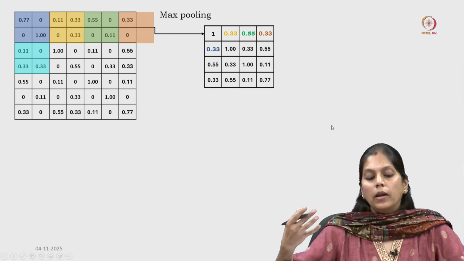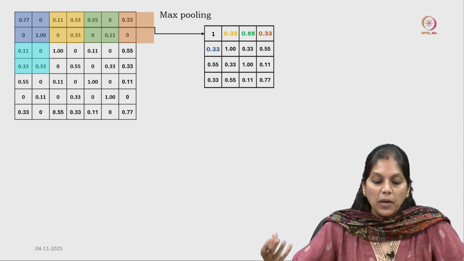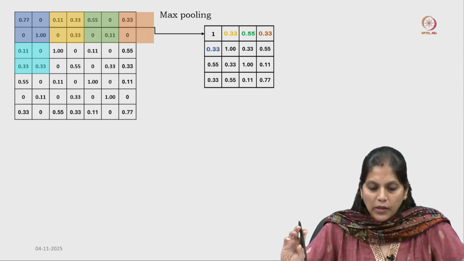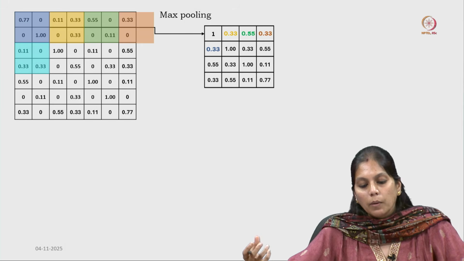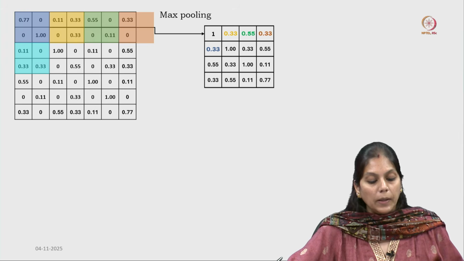Average pooling will also consider the smaller features, and min pooling will consider only the lowest level features. So practically, when you are implementing, we will not use min pooling much. We always go either for average pooling or max pooling.